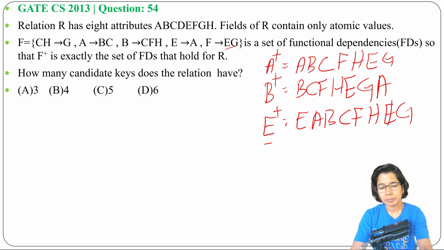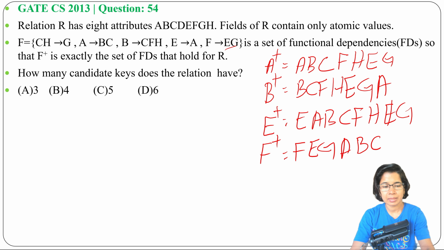Now find F positive closure. F positive closure will be F, E, G. From E, A. Now from A, B, C. From B, C, F, H. C is already there. F is already there. So we'll just add H. We got A, B, C, E, F, G, H.